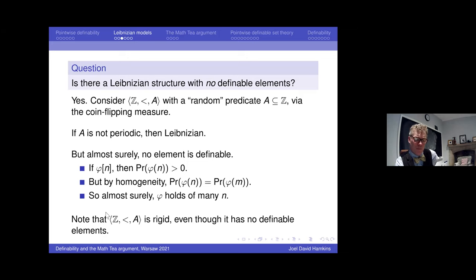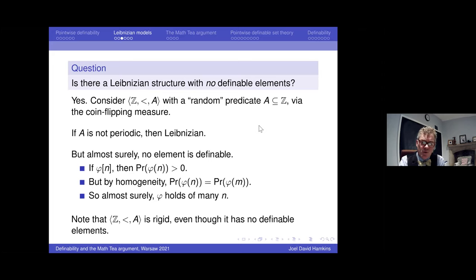Okay, so notice that this structure is rigid because that just follows from the non-periodicity. It's non-periodic, so there can't be any automorphisms of this structure. So it's rigid, meaning that it has no non-trivial automorphisms, but it has no definable elements at all. And that's kind of an interesting combination, I think. Okay, so this is an example in a finite language of a Leibnizian structure with no definable elements.